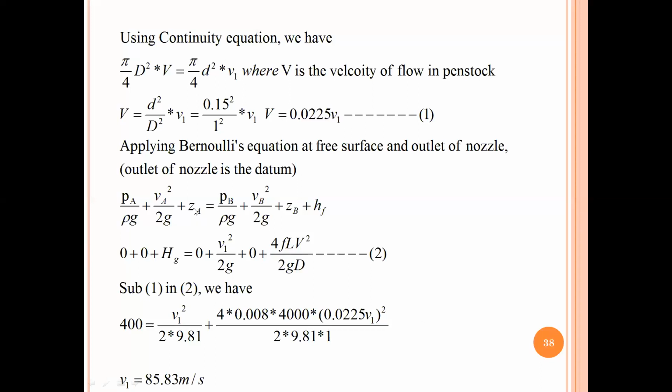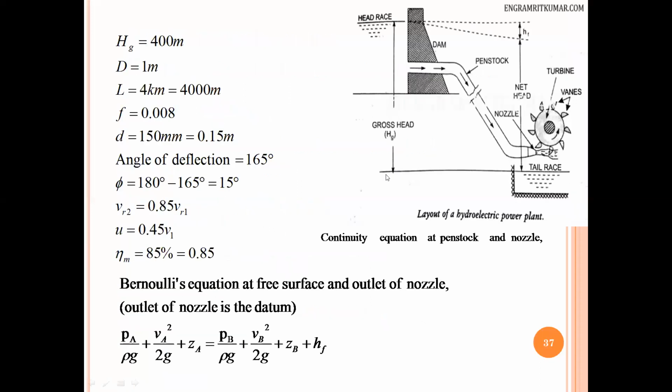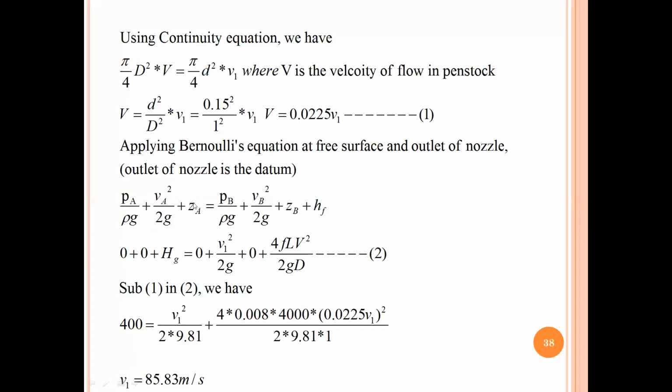My datum, I told you, is this line. I'm neglecting the small value here. So from the free surface till this point is my gross head. The small value, I'm neglecting it. Okay, it is not 0, I'm neglecting it. So I'll be getting the left hand side is equal to HG.